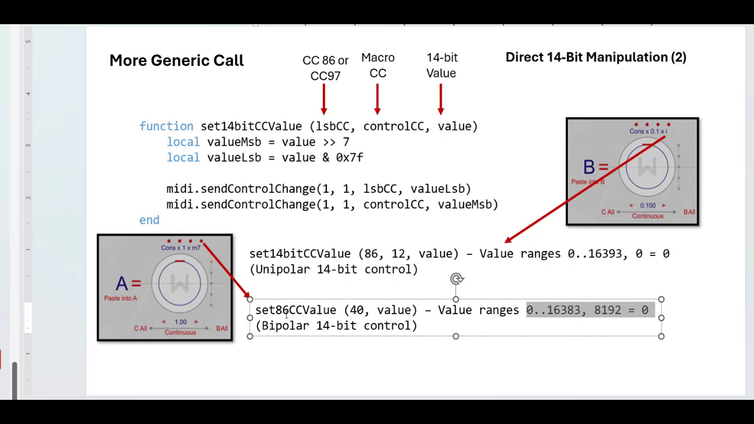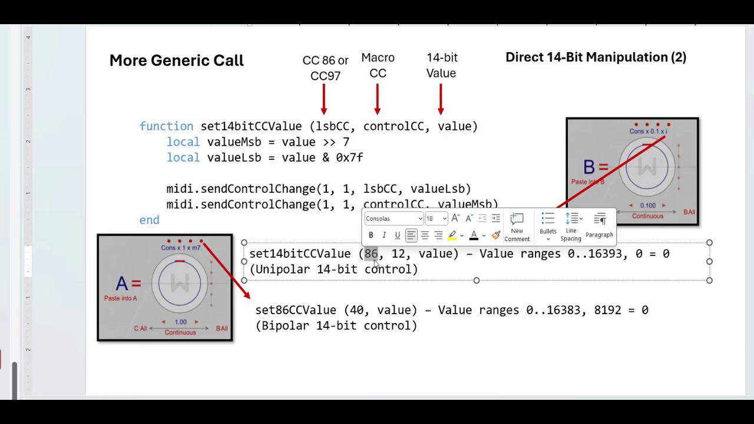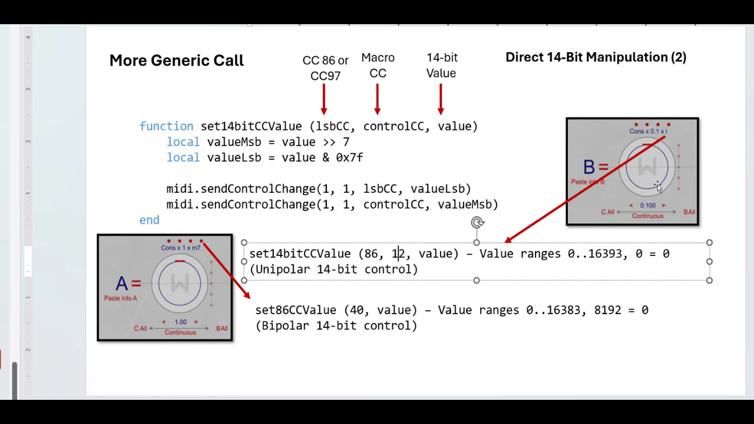If I have something that takes a positive value on this macro, I'm going to want to make sure that the minimum value I send in is 8192, which will be 0. If I use a unipolar macro, in that case, I'll use CC86. All the unipolar macros use CC86. I'll send in the right macro I want. CC12 maps to the first unipolar macro, and then I'll send in whatever the value I need, and my routine will, as we saw, split that up into its LSB and MSB components.